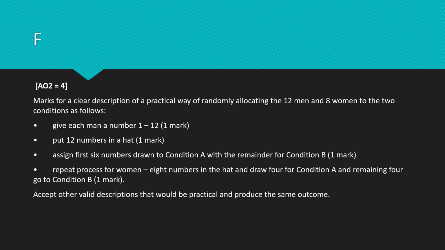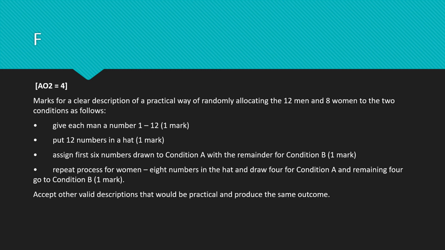Make sure that you say the first 6 that come out go into condition A. You could explain what condition A is. You could say you could put them into a random name generator, but it's easier to get the marks this way. So just make sure you've been as specific as you possibly can.